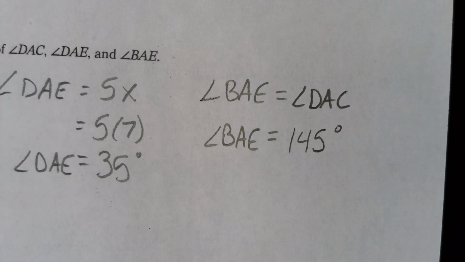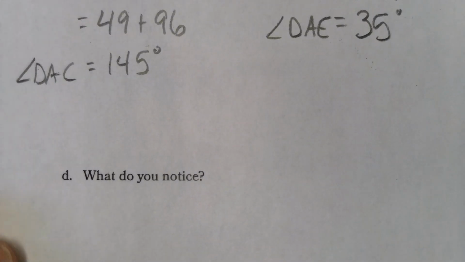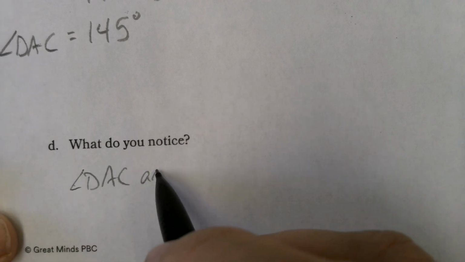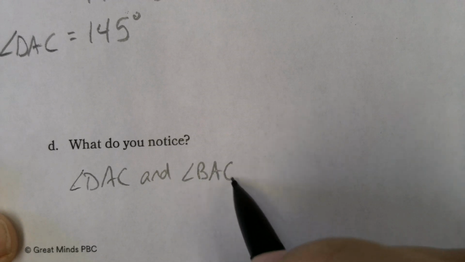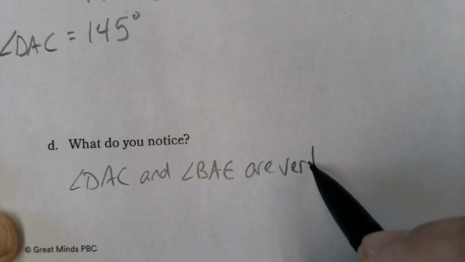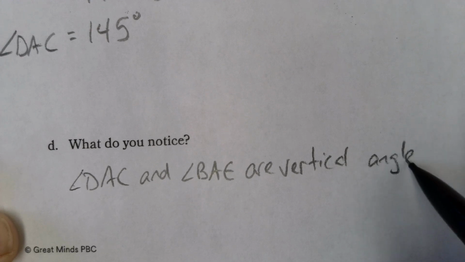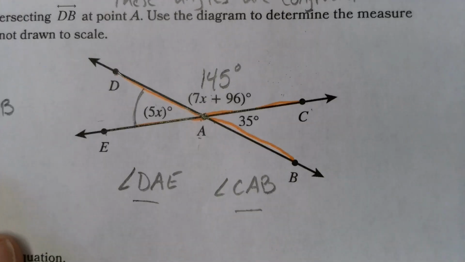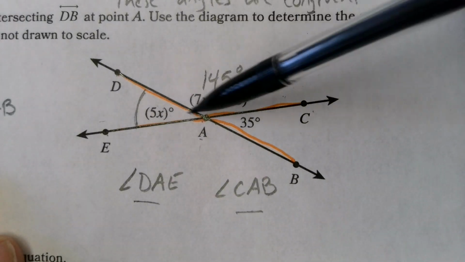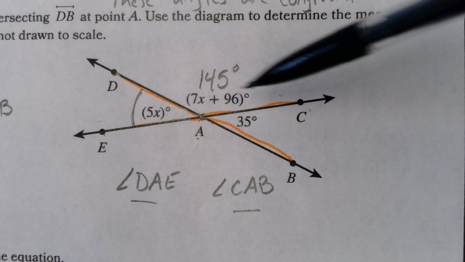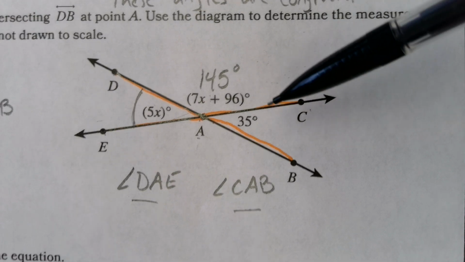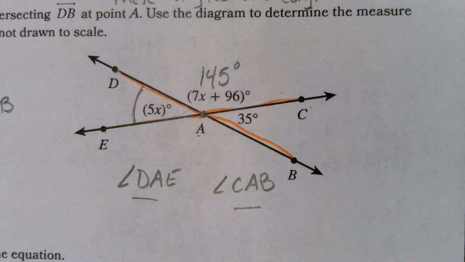I got a little bit ahead of myself here, I think, because in part D it says, what do you notice? Well, we could say that we notice that DAC and angle BAE are vertical angles. We could say that EAD and DAC are a linear pair. We could say that DAC and CAB are a linear pair. Both of those would work in our situation.